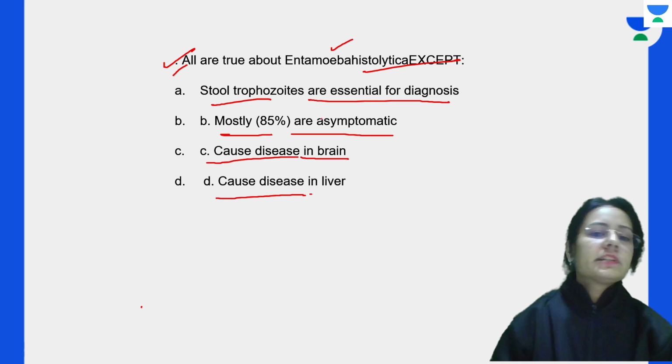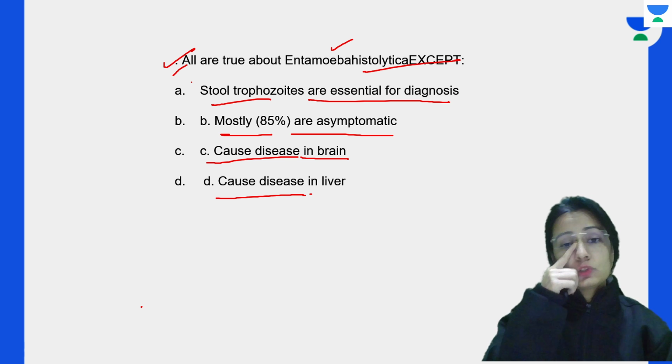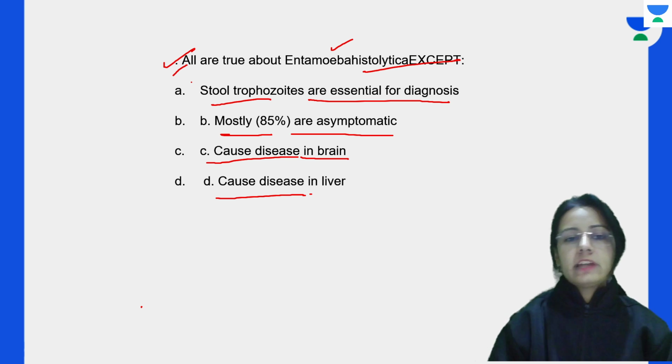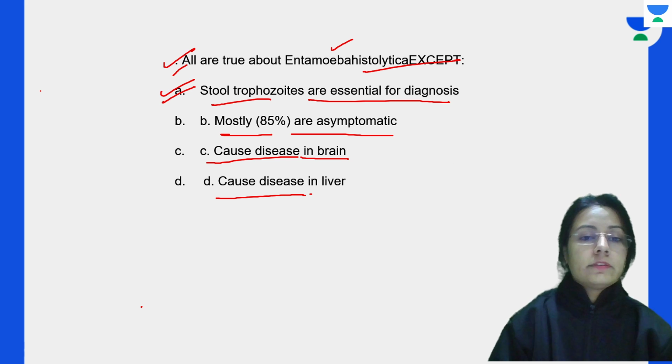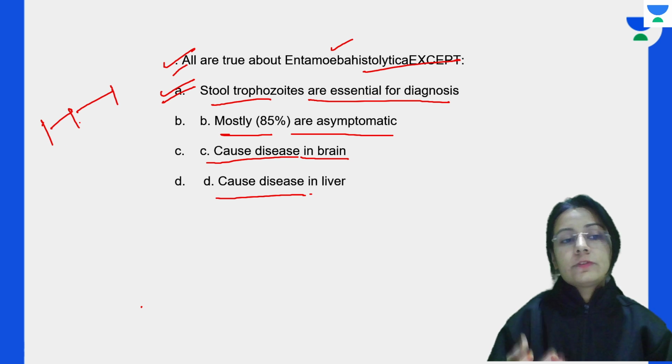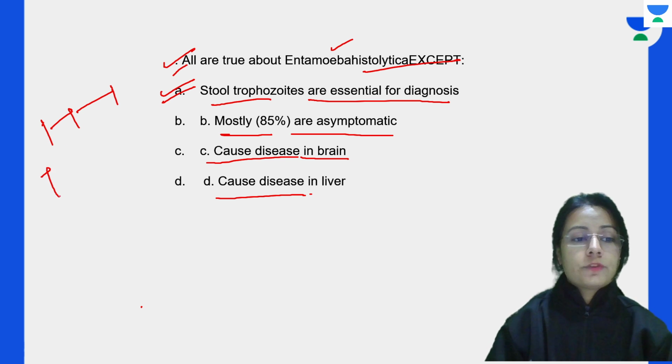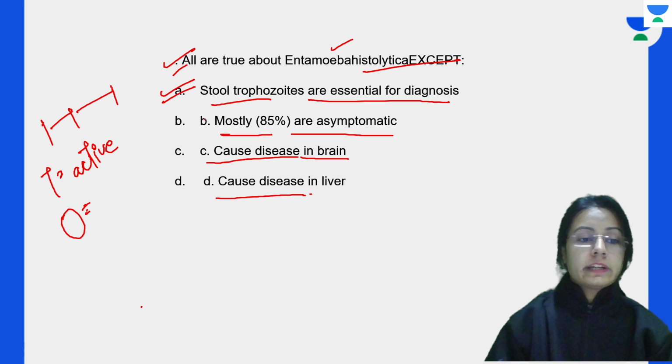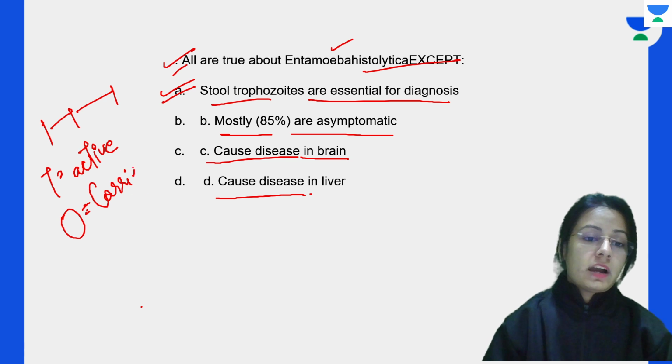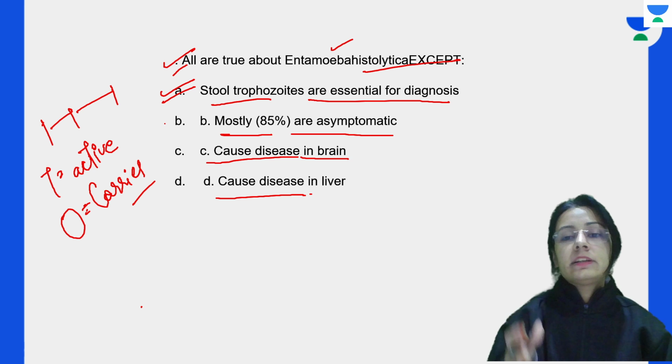So, the statement that stool trophozoites are essential for the diagnosis is not true. We take around 3 stool samples on 3 consecutive days, and we check for the trophozoite and the cyst form. If trophozoite is found, T for T, we remember that it is present in the active state, and the cyst form shows us the carrier state, but they are not always present. They are intermittently shed in the stool, not continuously. So it is not essential for the diagnosis.